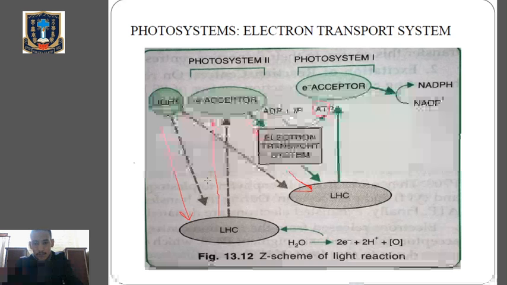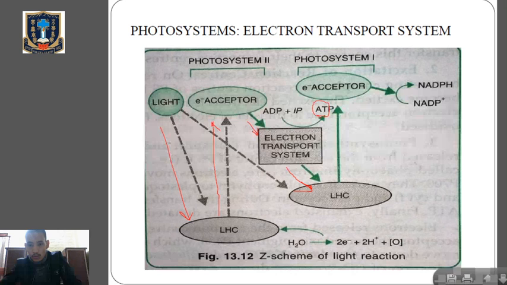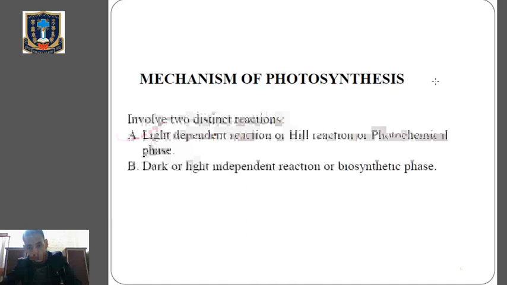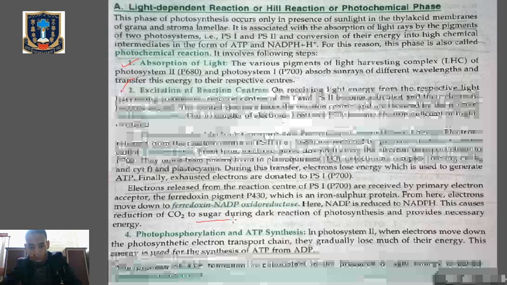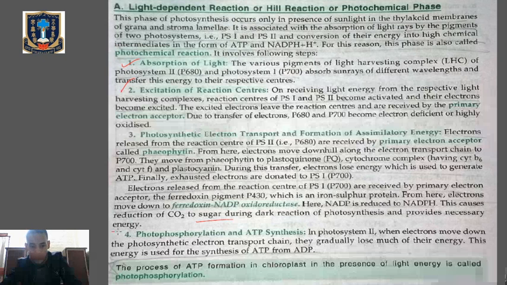So again, let's see that once the light harvesting complex or the reaction center of photosystem 1 will receive the electrons from the PS2, now the electrons will be excited in the reaction center of PS1. Those excited electrons will be received by the electron acceptor of PS1, and it will move again downhill, and that electron will be utilized for the reduction of NADP plus to NADPH, and this NADPH will be utilized in the dark phase of photosynthesis for the formation of sugar, and to provide necessary energy.